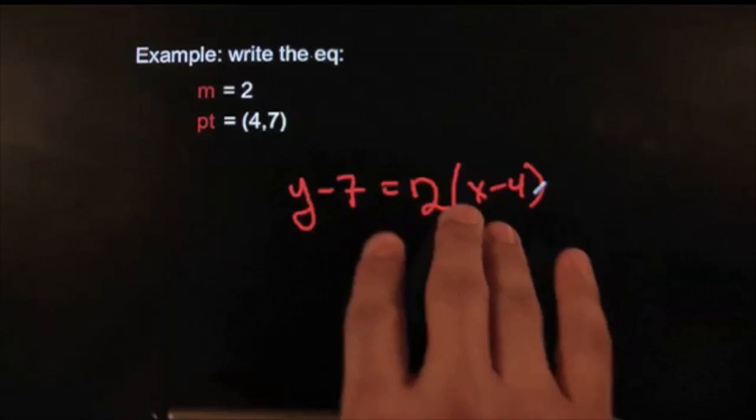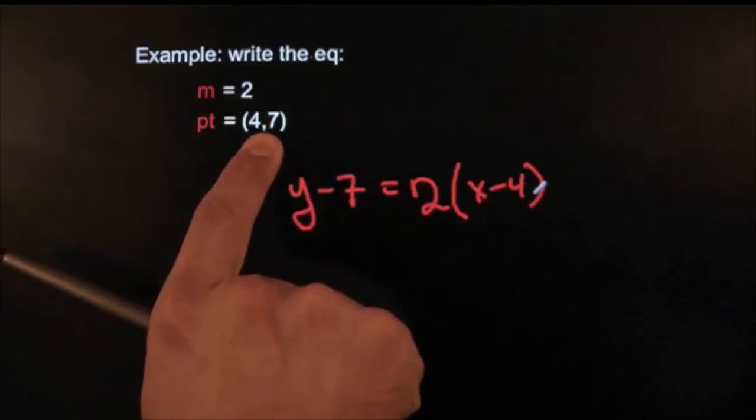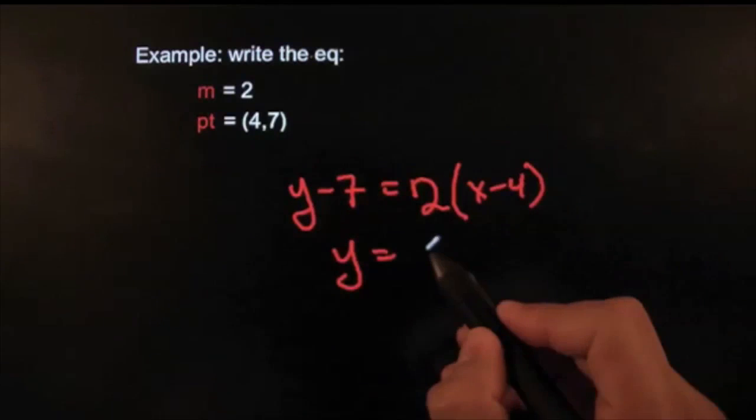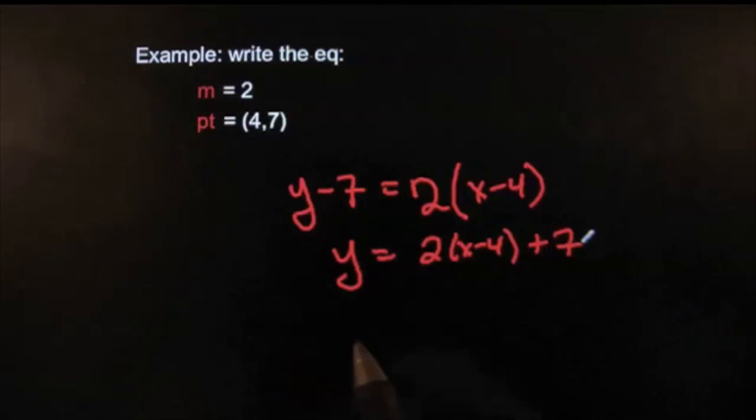This should be a review from a long time ago. This is the equation of the line that has slope 2, and it goes through the point (4, 7). And of course, sometimes you could write the y over there. You could just go like this: 2(x - 4) + 7.